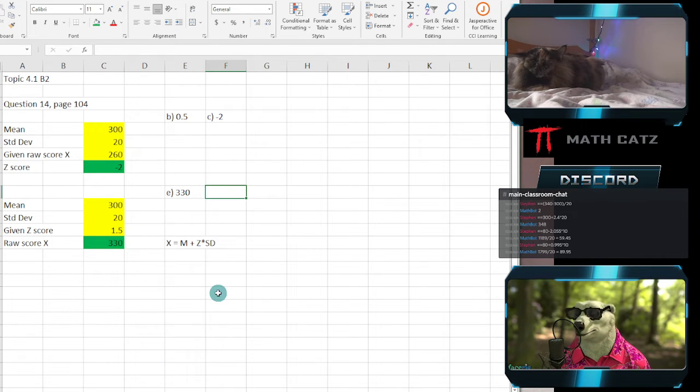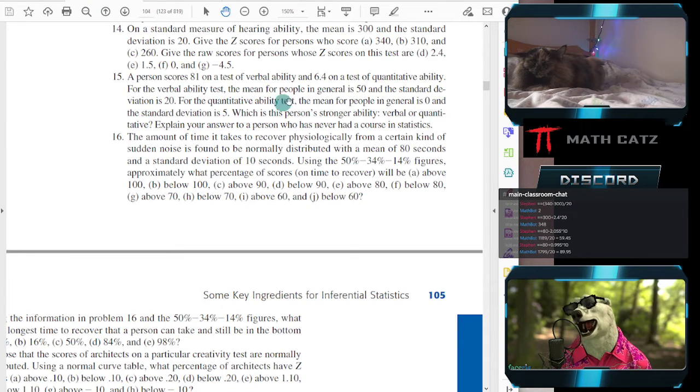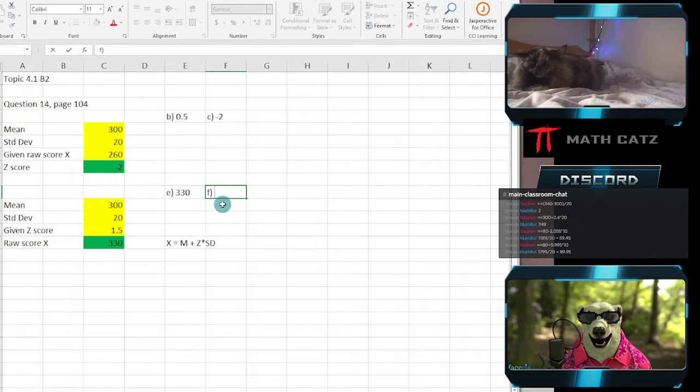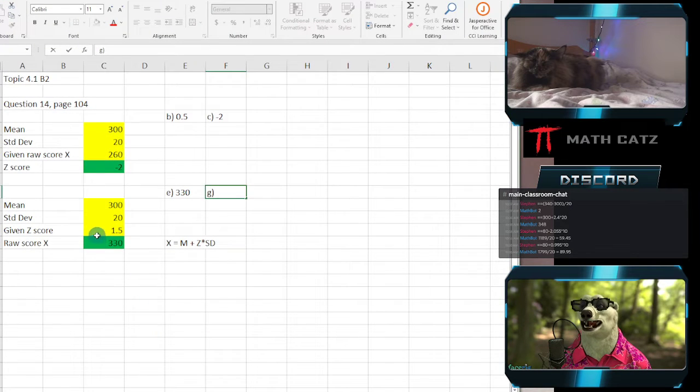Then I can also do F, for example, and recycle that. F is super simple, 0, so the raw score will be the mean. Let's do G, where it's not super obvious. Z-score of -4.5. What is the corresponding raw score? Then I can simply put my -4.5 in here, and the formula will update to 210, and I can write my answer over here somewhere.